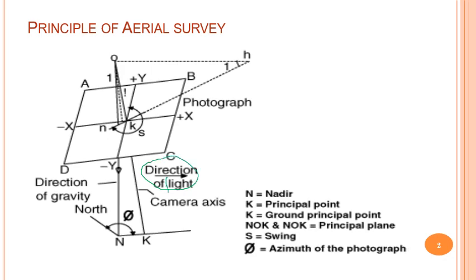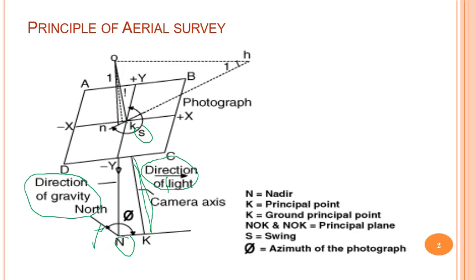Okay, this is the direction of flight. Then this axis is called the camera axis. This is the direction of gravity, and this line represents north. This angle theta is the azimuth of the photograph. S stands for the swing, and capital N stands for the nadir. K stands for the principal point.